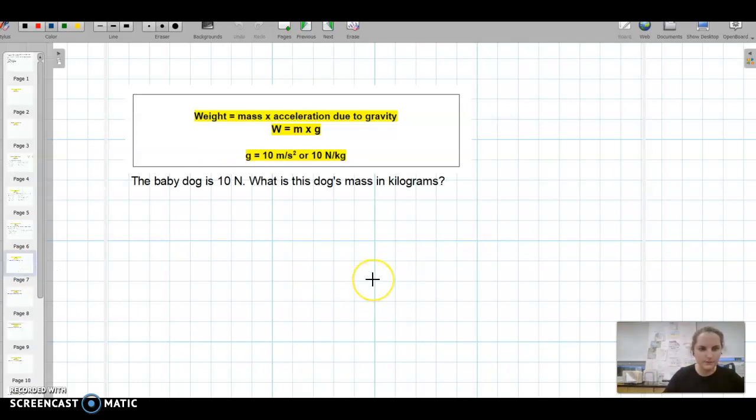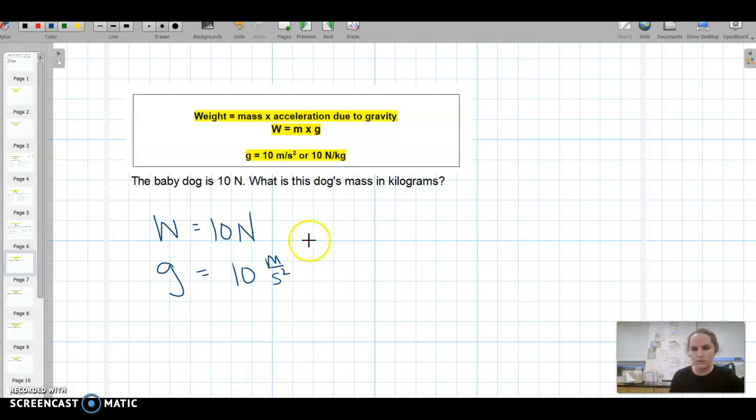Let's move on to the next one. So a baby dog is 10 newtons. What is this dog's mass in kilograms? So this one is a little bit different, right? Because we're given the weight and now we need to solve for the mass, but we follow the same procedure, right? So what are we given in this problem? Right, we are given the weight, 10 newtons there. Sweet. What is our other known, right? From our equation W equals mg, what is that other constant that we know? It is G. And G is equal to 10 meters per second squared.